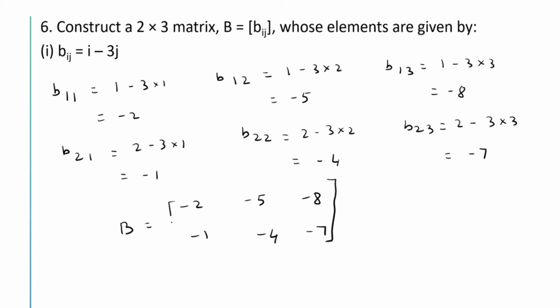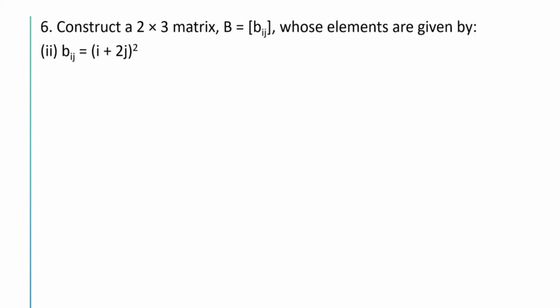So this is the required matrix. The next question, Bij is equal to (i plus 2j) the whole square. So again let us find the elements. B11 means i is 1, j is 1. So (1 plus 2) the whole square will be 3 square, 9.